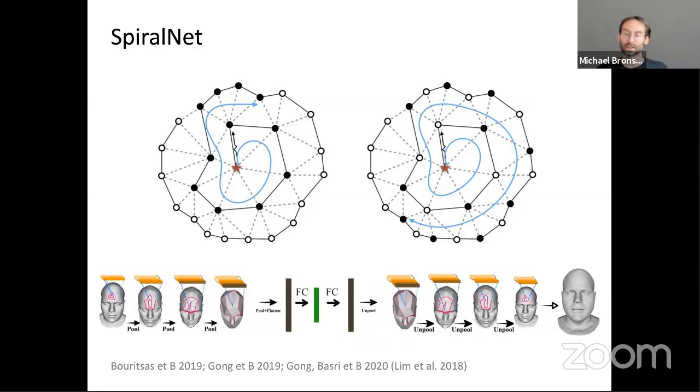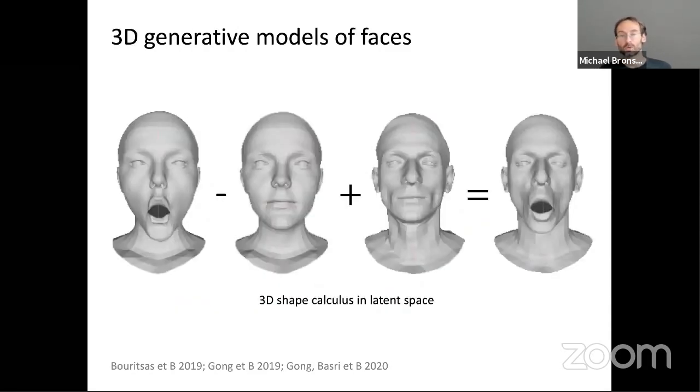I should say that in parallel there has been another architecture, or several versions of similar architectures, done in the group of Michael Black at the Max Planck Institute. And this allows us to do the usual stuff that you can do with a latent representation of 3D faces. For example, you can take an expression of a person, subtract the neutral expression, add the new identity, and you get the new person in the expression of the first one. So you can do this kind of shape calculus in the latent space.